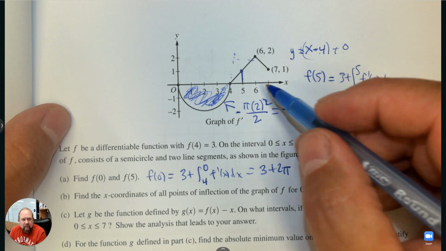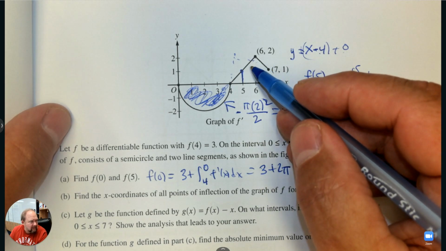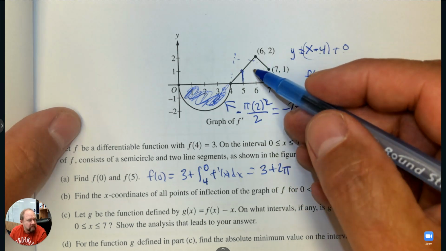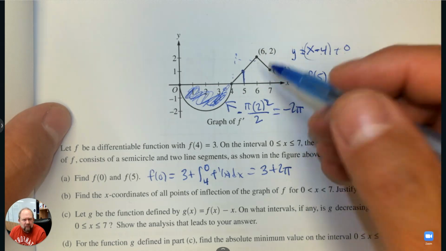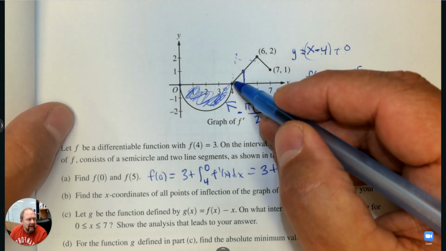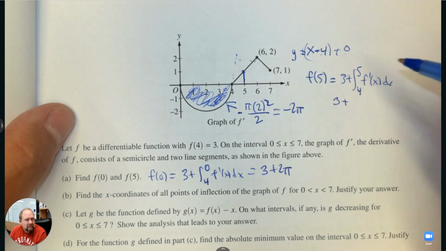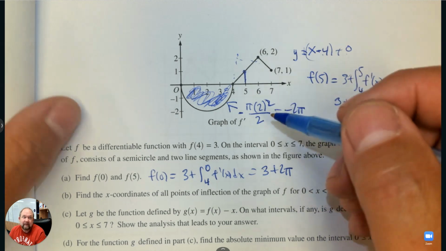Wait a sec, let me make sure I did this right. So the slope of this line, does it tell you what the answer is? At 5? Oh, let's try this again to make sure I'm doing it right. Because they said it's 1/2. Oh, I know what's happening here. Duh.